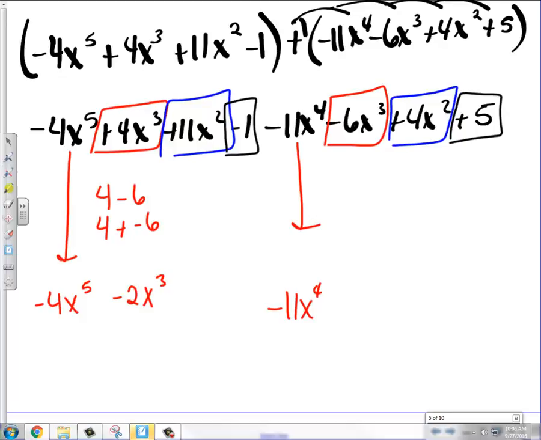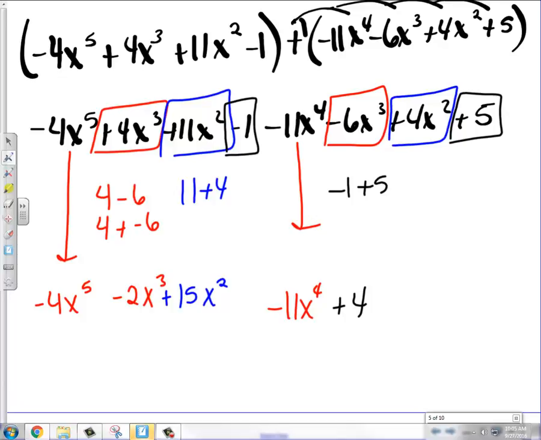Okay. The blue, I'm going to bring down x squared because they're both x squared. That means the answer is going to be x squared. So I have 11 plus 4. Signs are the same. Add and keep the sign. So plus 15. The next ones are going to be our black ink, which is going to be a -1 plus 5. Signs are different. Subtract and take the sign of the bigger number, and so plus 4 is what I get for this one. So x to the fifth, x to the third, x squared, x to the fourth, and 4.